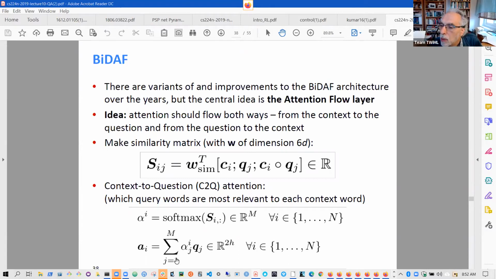Okay, so again, why is it 2H? Why is it dimension 2H? Because the query words, each word, as Srinivas reminded us, has two outputs, one from the forward direction of the bidirectional LSTM and one from the backward direction. So that's why it has 2H dimensions.